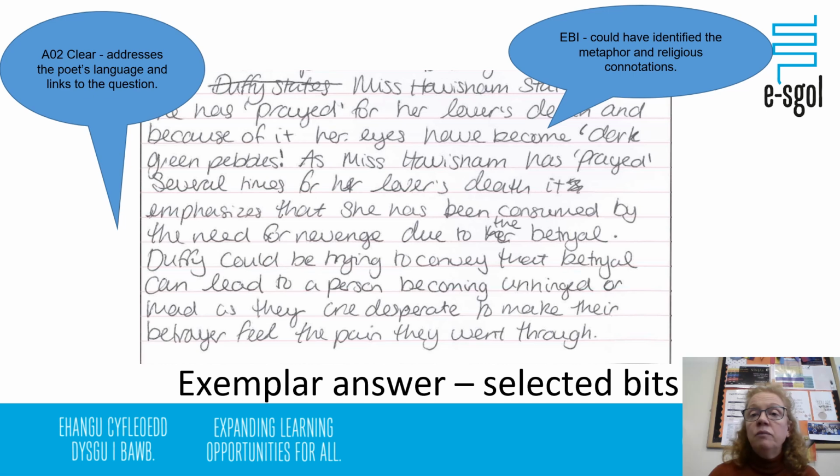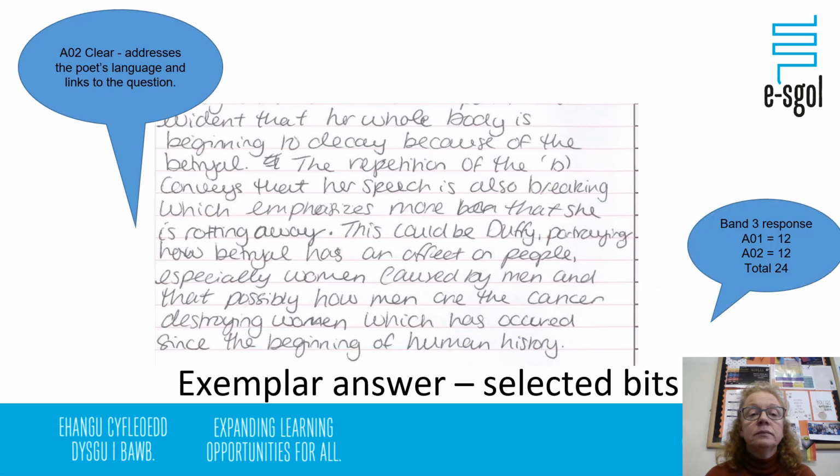To do better, what could they have done? Perhaps could have looked at the religious connotations. They could have looked at the metaphor that's being presented in the dark green pebbles. So another little bit from the response. What you've got here is, again, can you see, "the repetition of the bee conveys her speech is breaking down, which emphasizes more that she is rotting away." So clear address on the poet's language, good link to the question again. "This could be Duffy portraying how betrayal has an effect on people, especially women."